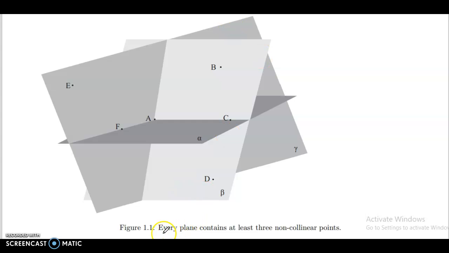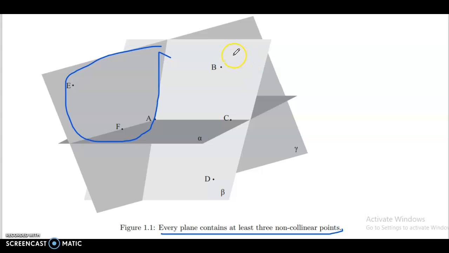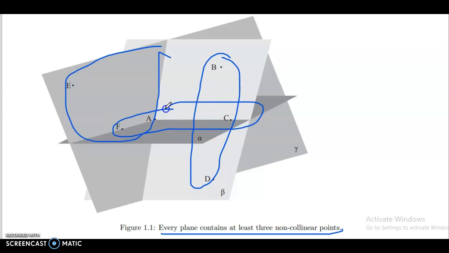Here, every plane contains at least three non-collinear points. Three non-collinear points. One, two, here. B, C, D. Here, F, J, C.